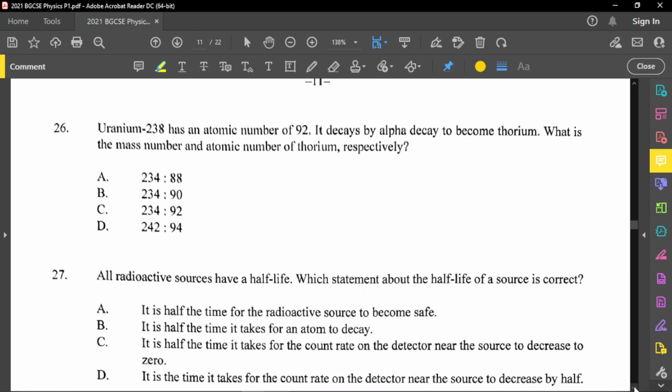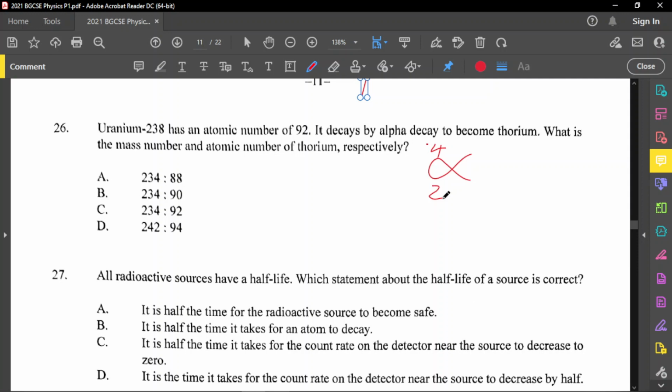Question number 26. Uranium-238 has an atomic number of 92. It decays by alpha decay to become thorium. What is the mass number and atomic number of thorium respectively? So what we're looking for here is the mass number and the atomic number. The first thing you need to know is that if you decay by alpha, the mass number decreases by 4, and the atomic number or proton number decreases by 2.